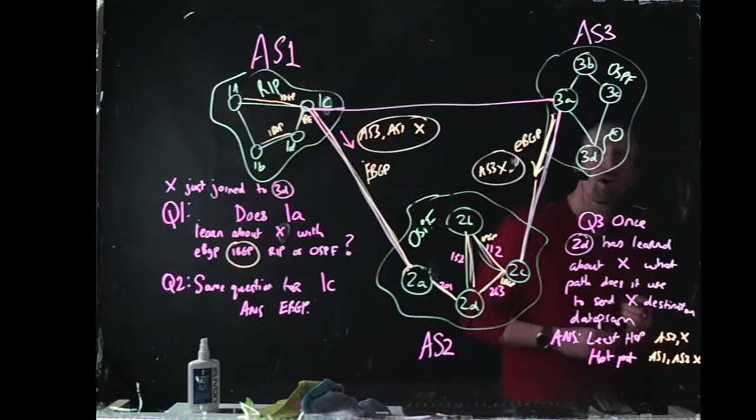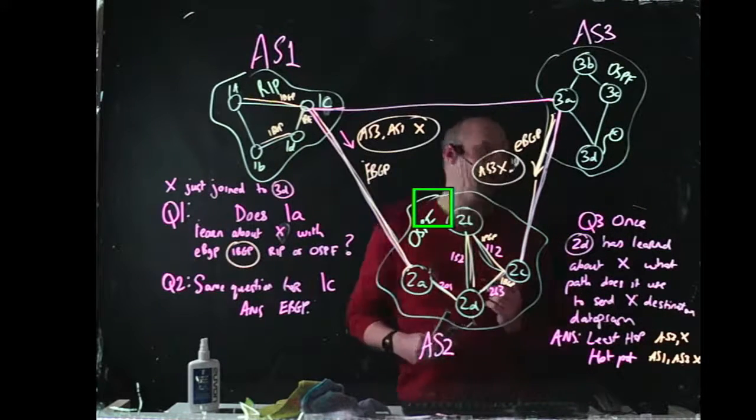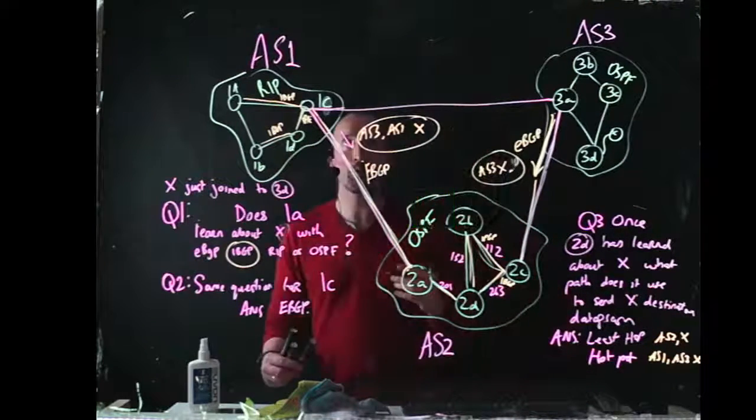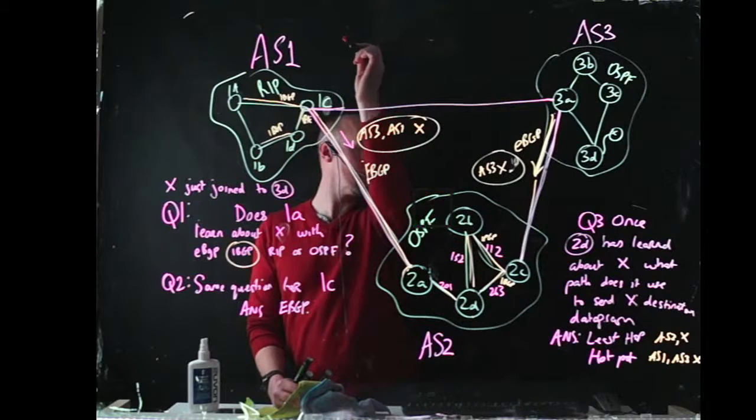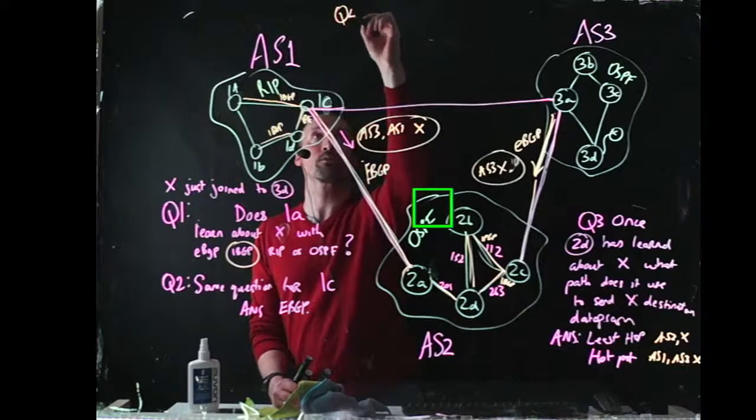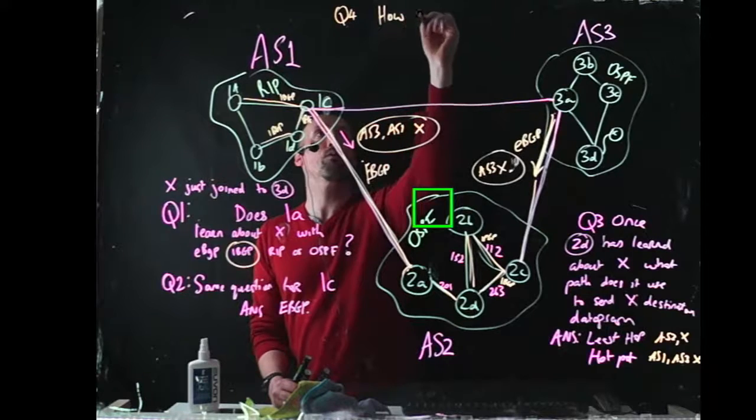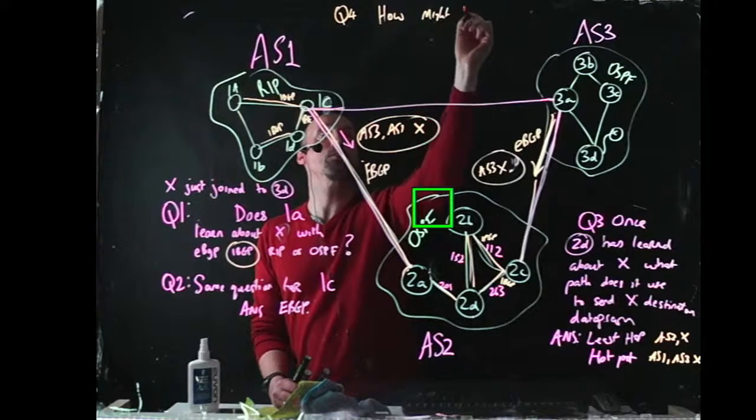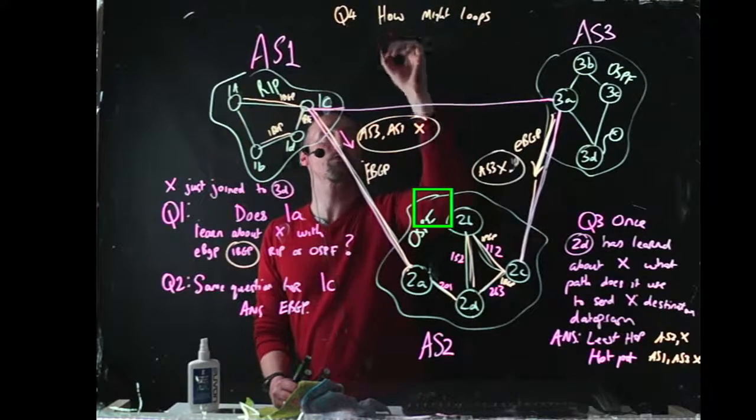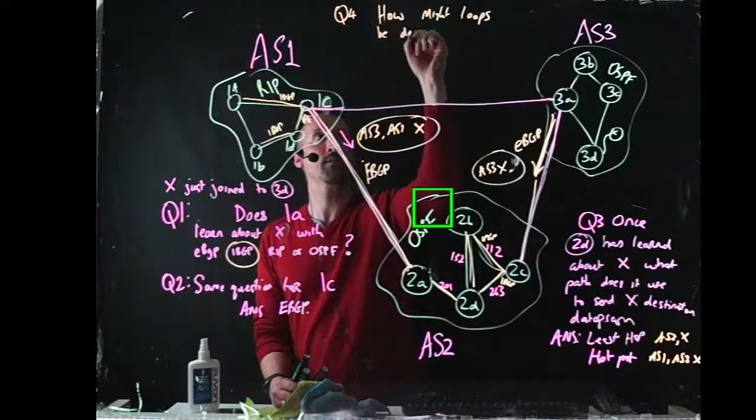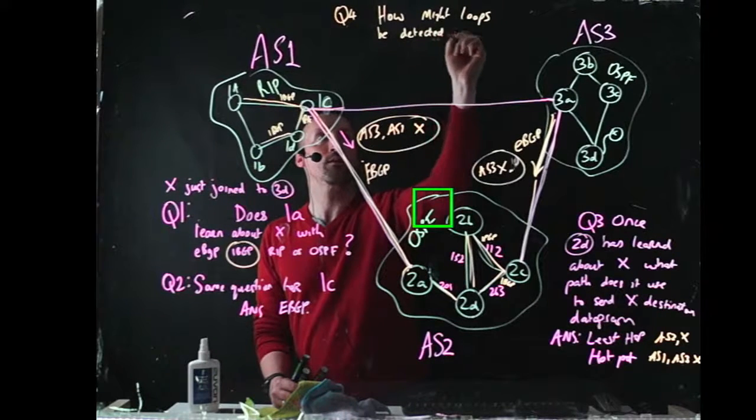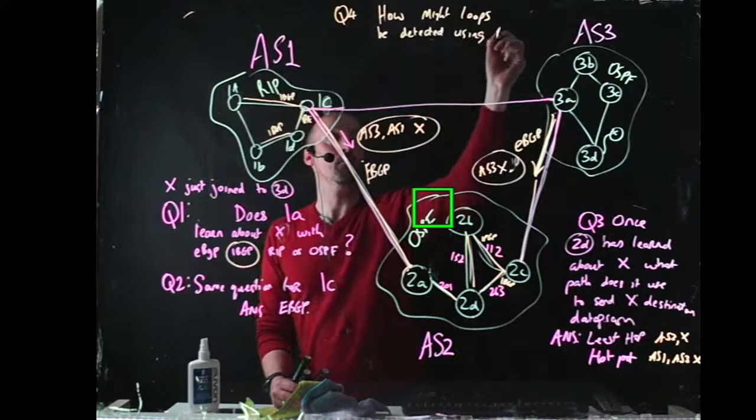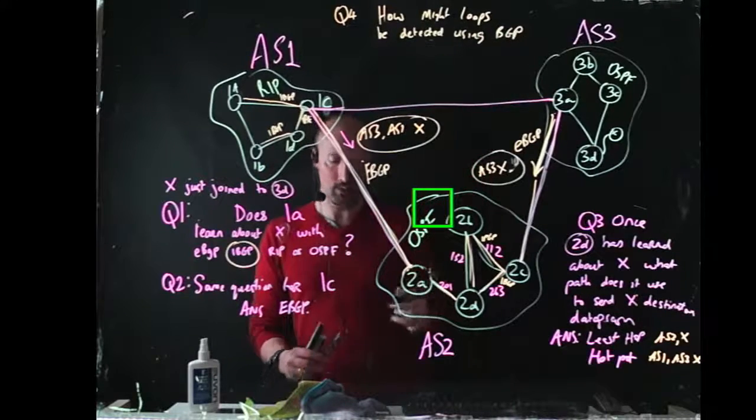Another question might be, how would loops be detected? So we'll put down question 4 up here. Question 4: how might loops be detected using BGP? Can anyone answer this one for me? Anybody want to answer that one for me?